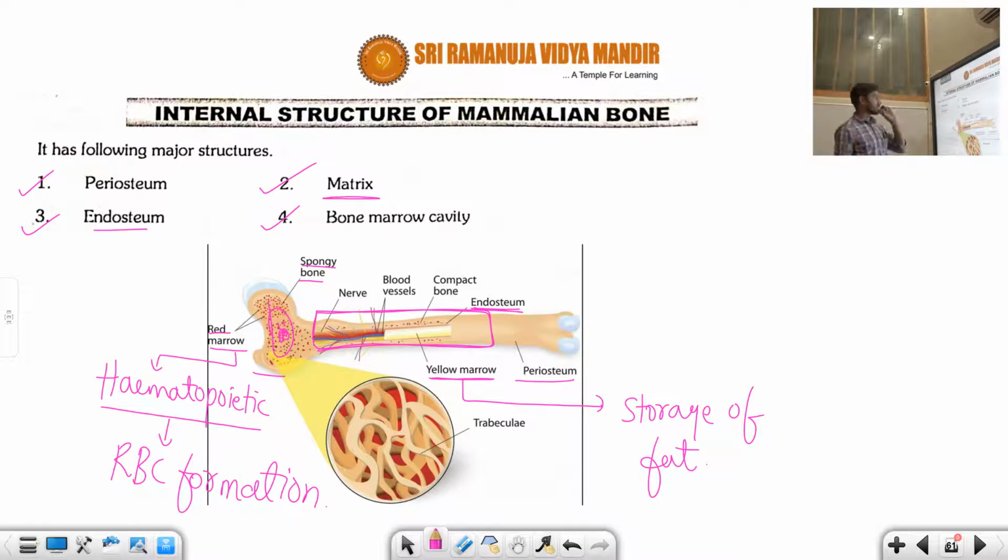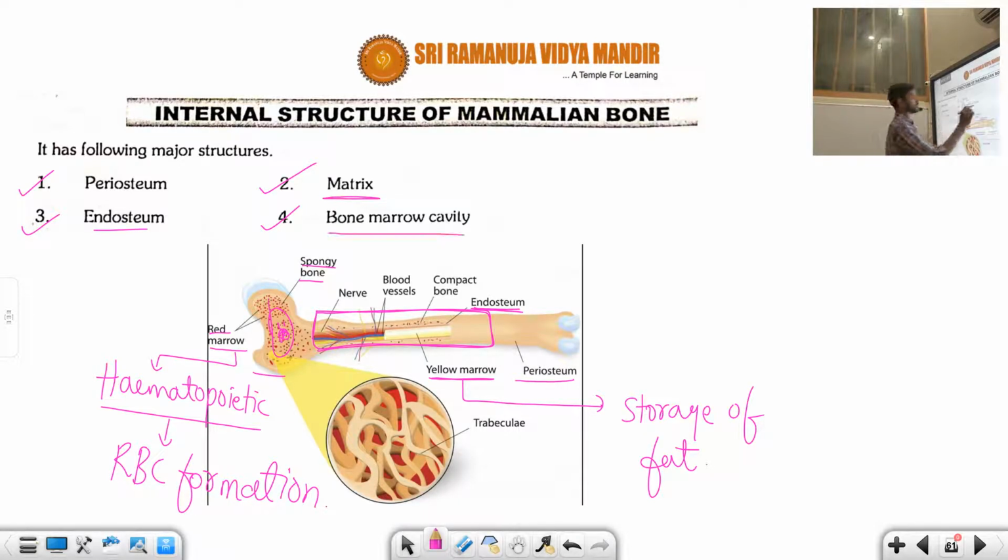This is a very important point, so all this part you need to understand. This one is red bone marrow. It is hematopoietic in nature. That means it is responsible for RBC formation here, whereas yellow bone marrow is found in the compact bone, and it is responsible for storage of fat. Hope you understand this part.